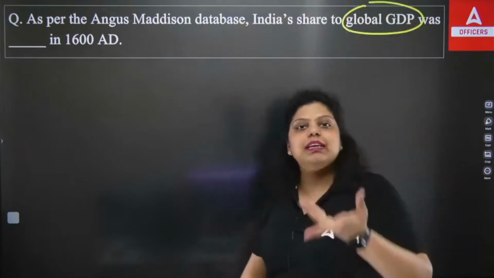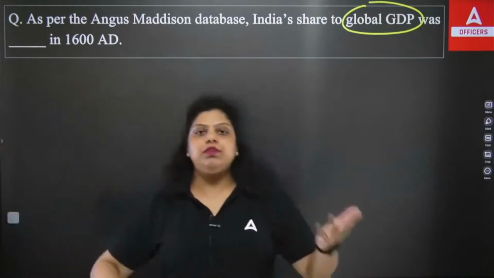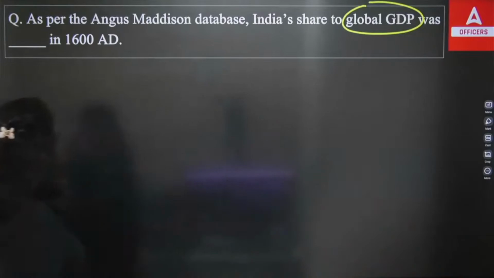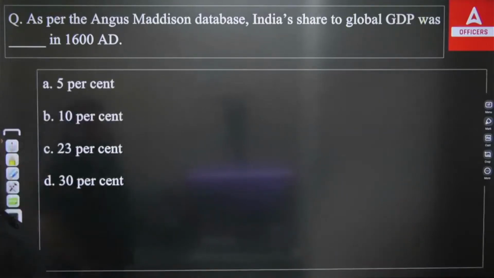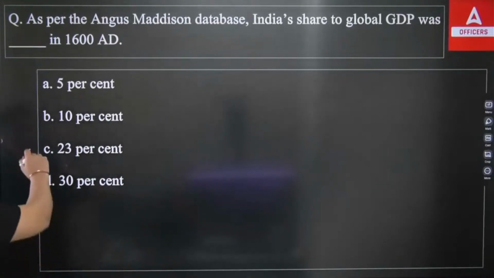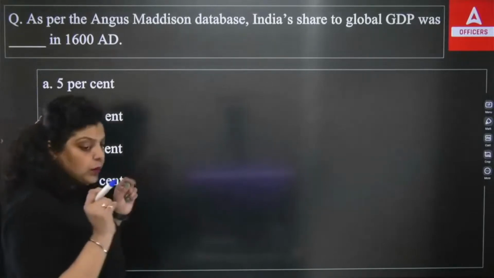Now, this is a database question. You have to remember the data. You have to mug up the data. It was 4%, 5%, 23%, 33% that you have to memorize. So these two types of questions can be seen. So out of these, what will be the right answer? What used to be India's share of the global GDP in 1600 AD? 5%, 10%, 23% or 30%? So the right answer here will be 23%.